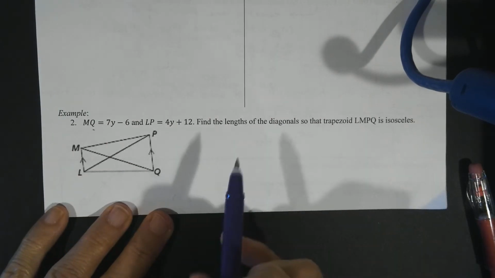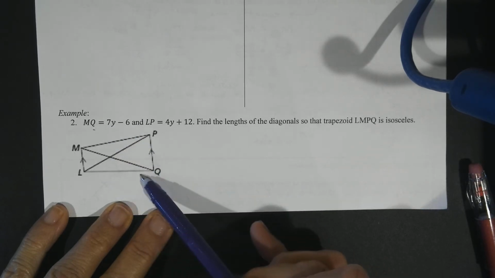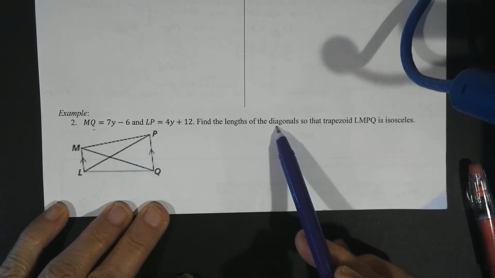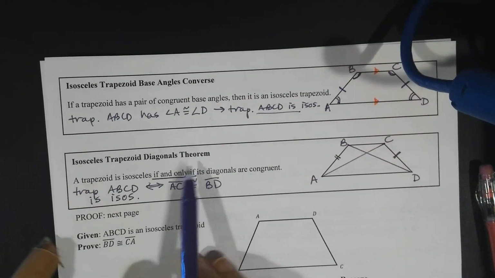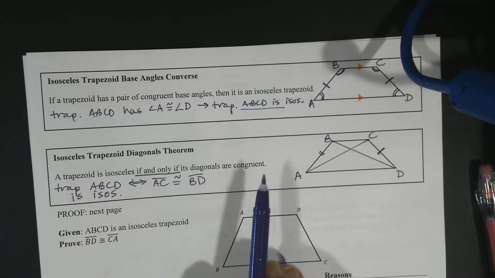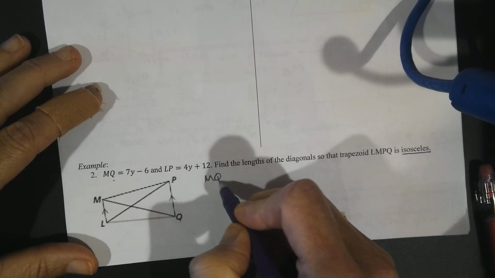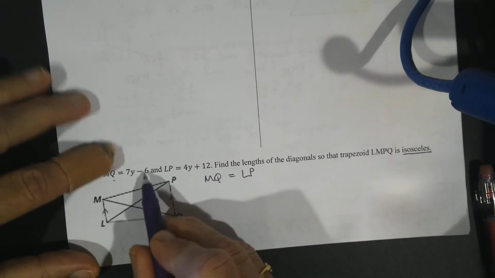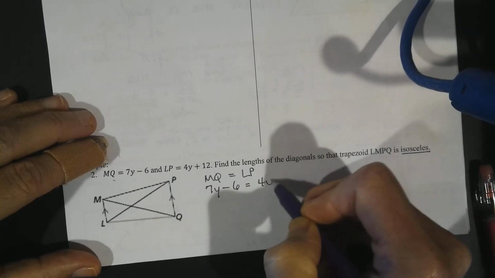So this is how we actually use those theorems. If I have MQ equal to 7y minus 6, and I have LP, 4y plus 12, find the lengths of the diagonals so that this trapezoid is isosceles. This theorem right here says it's isosceles if its diagonals are congruent. And vice versa, if its diagonals are congruent, then it's isosceles. So really what we're doing is we're setting MQ equal to LP. That's all. And then we can substitute what they're equal to. So 7y minus 6 equals 4y plus 12.